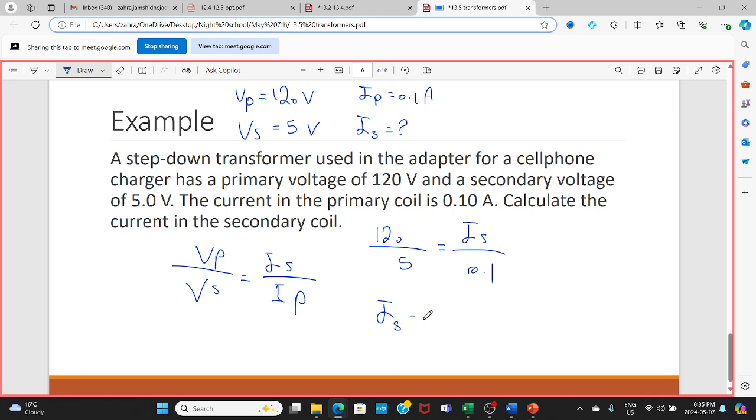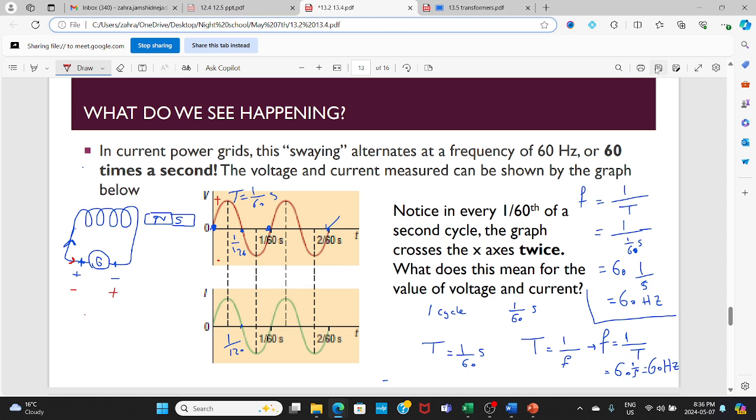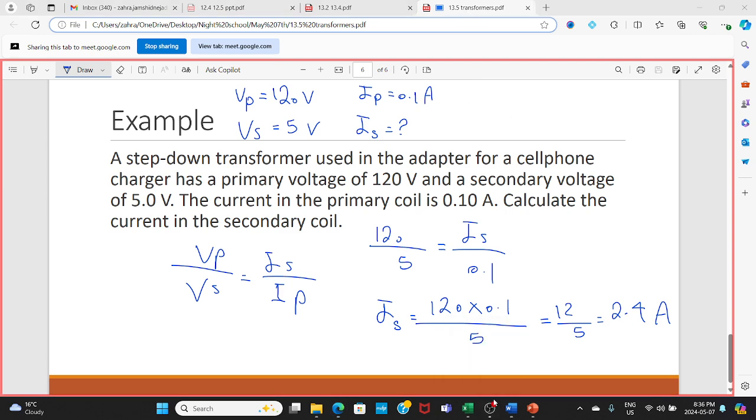Just cross multiplication, these two go in the numerator. Here it is divided by 5. So if you multiply that, maybe 12 over 5, it's going to be amps, right? So you see, a step down means your current is going down too, right? Any question? Okay, so let me stop this.